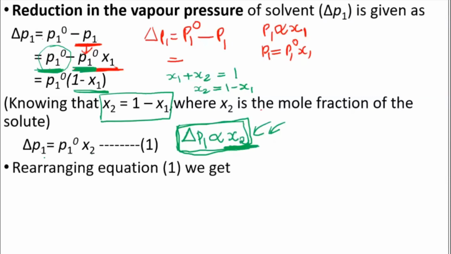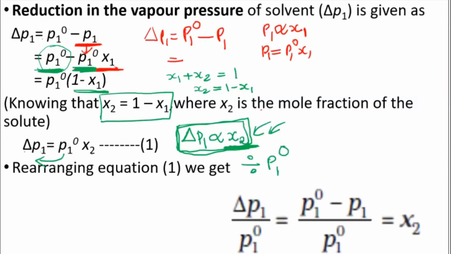Now we will rearrange this equation and write delta P1. I will take this P1 naught down, so that I get it in terms of relative lowering in vapor pressure. You are calculating in terms of the solvent, with respect to the solvent, how much reduction has happened. Then I should divide it by P1 naught, no? So if I divide throughout by P1 naught, what will I get? Delta P1 divided by P1 naught is equal to X2. This will be the relationship.